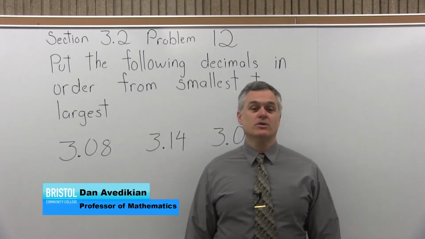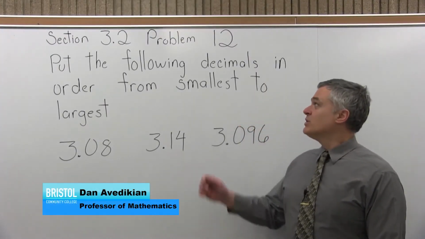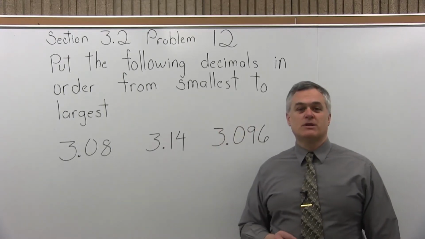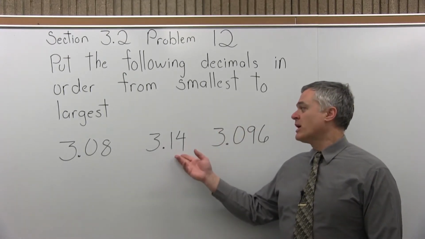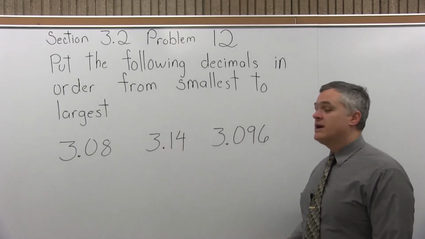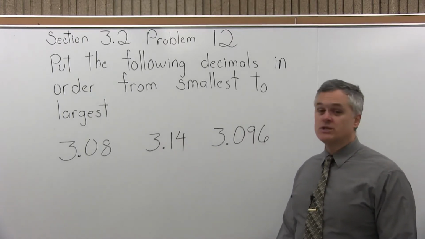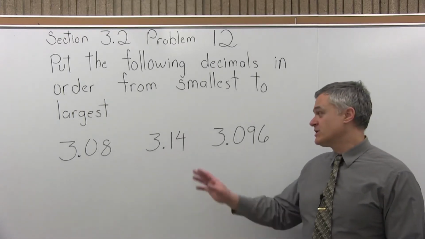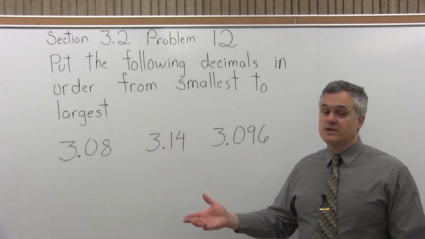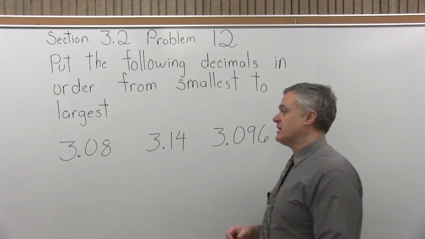This is Section 3.2, Problem 12. It says, put the following decimals in order from smallest to largest, and we have 3.08, 3.14, and 3.096. Now, to find the smallest one, what we want to do is start with the leftmost digit for all of them, make a comparison. If there's a tie, keep moving one spot to the right at a time.